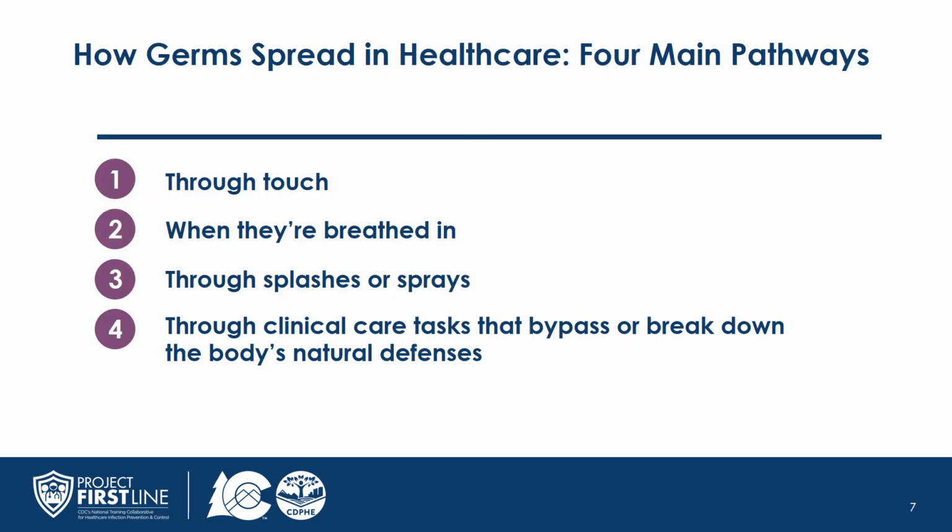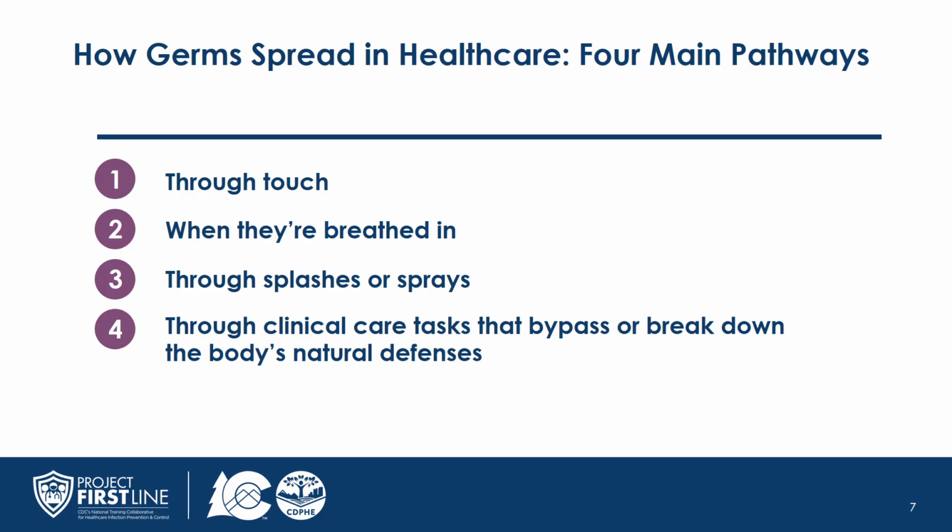In most cases, there are 4 main pathways for germs to spread from reservoirs in healthcare. The first is through touch. That usually involves the skin, especially the hands, but it also happens with devices, which touch different people and many surfaces. Another pathway for germs is through breathing in.